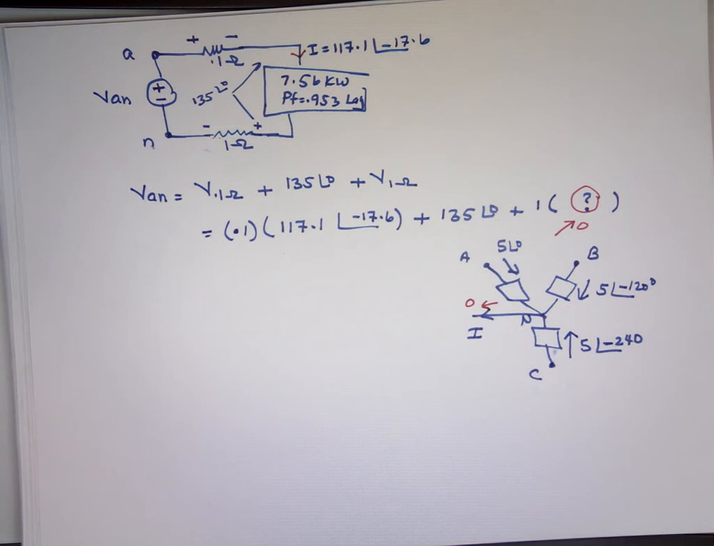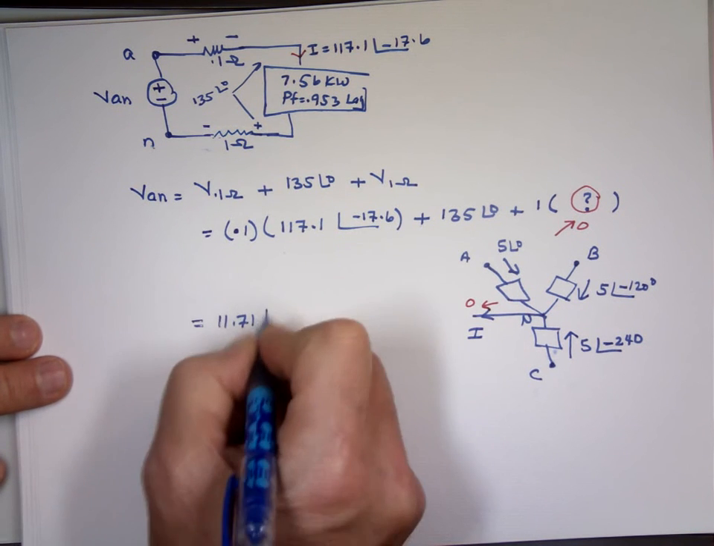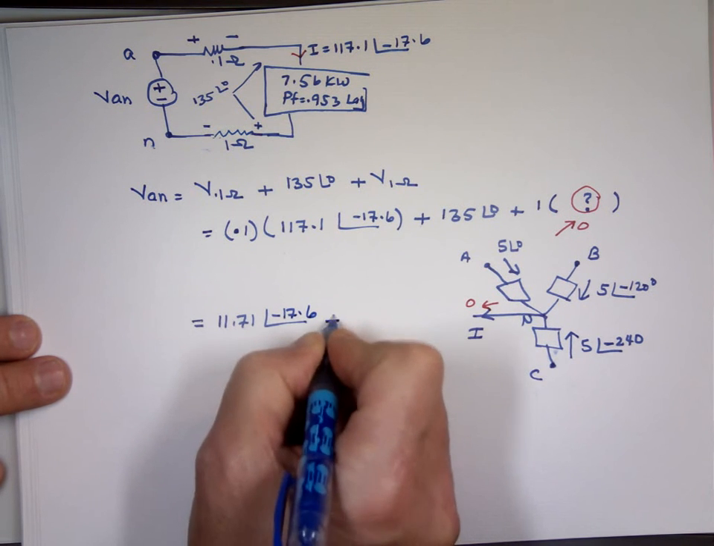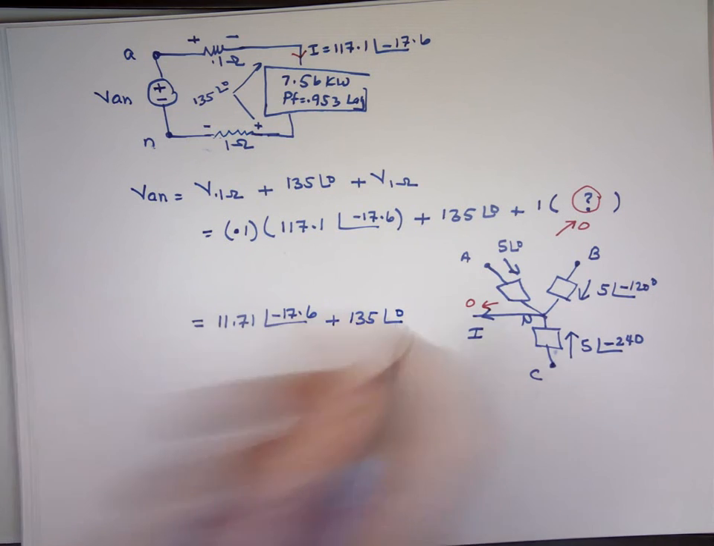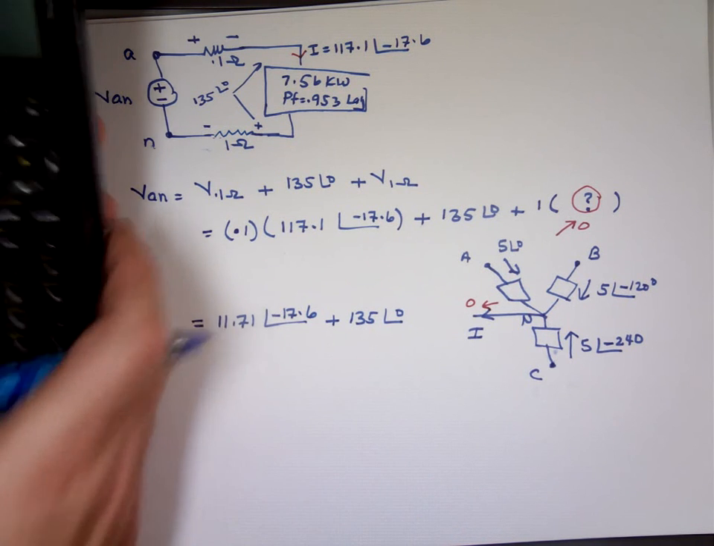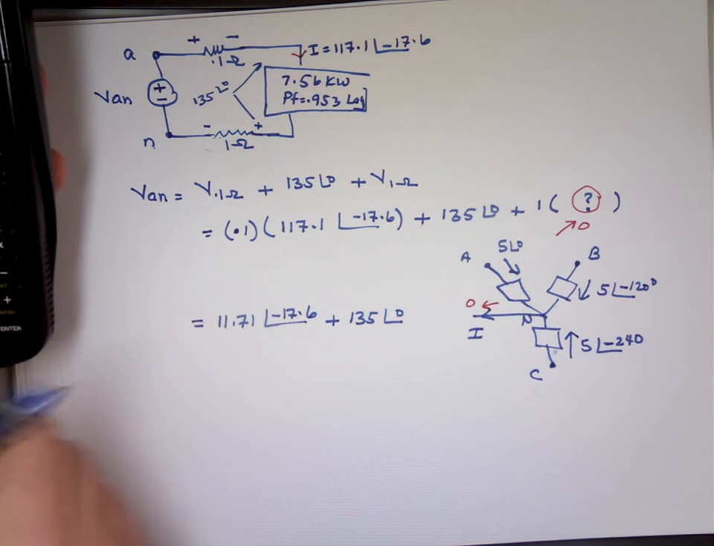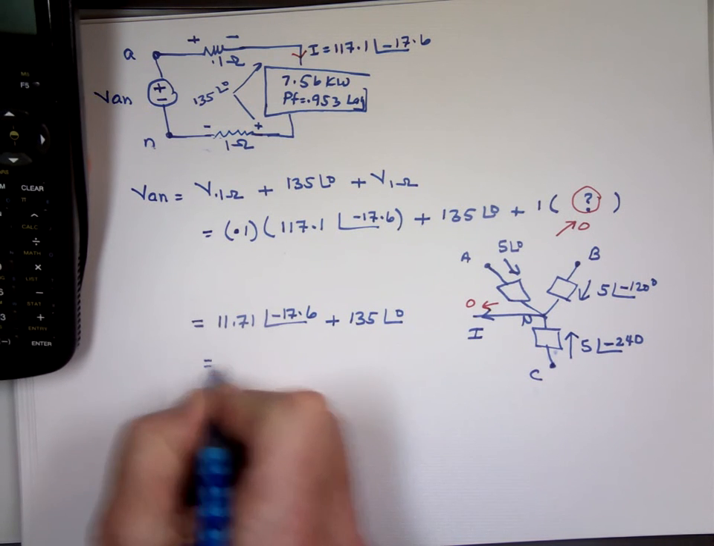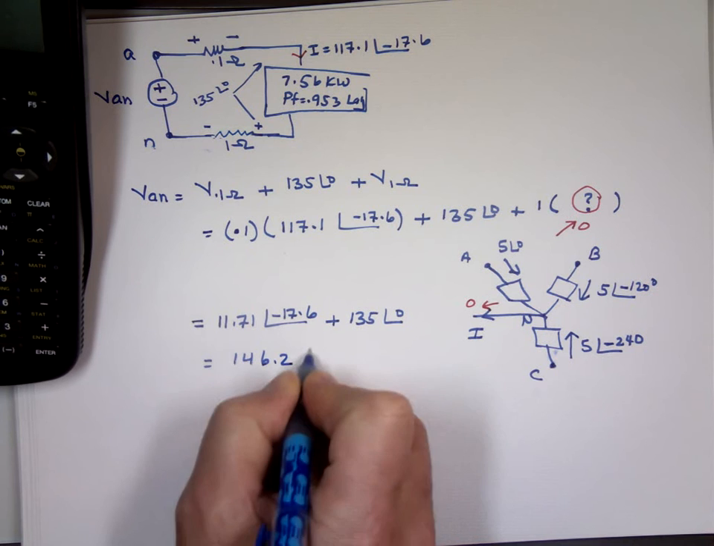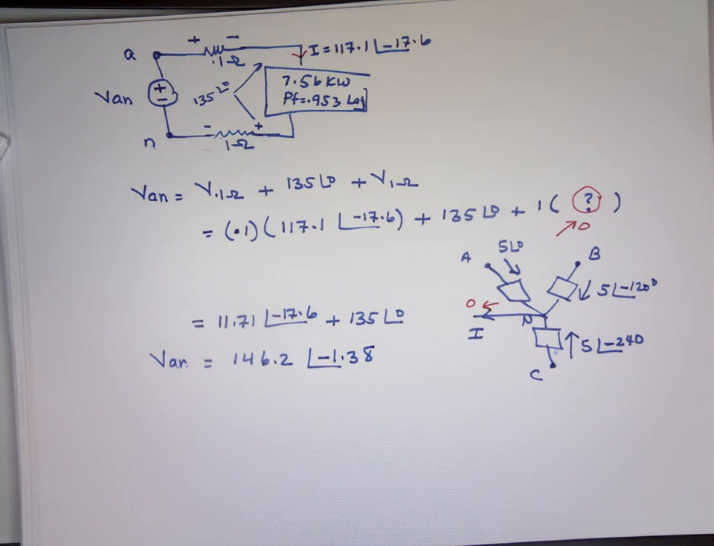So what's your value going to be? 11.71 angle negative 17.6, that's when you multiply these, plus 135 angle 0, which is 146.2 angle negative 1.38. So if they just want the magnitude of that, it's 146.2 volts. Do we have 146.2 volts for an answer?